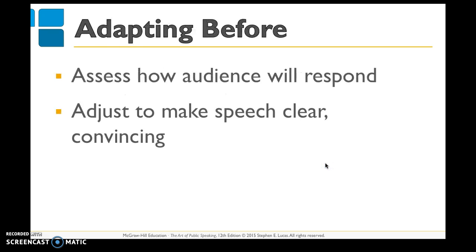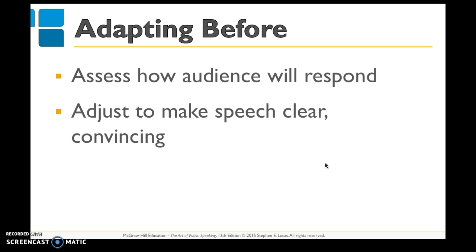So you want to be audience-centered before you do your speech. You want to assess how your audience will respond. Once speakers complete an audience analysis, they will use that to adapt their speech to their listeners. Most of the work of audience adaptation takes place before the speech as part of the preparation process. So you want to think about that as you're preparing your speech. You want to think about everything you know about your audience. A speaker should keep the following questions constantly in mind while preparing a speech.